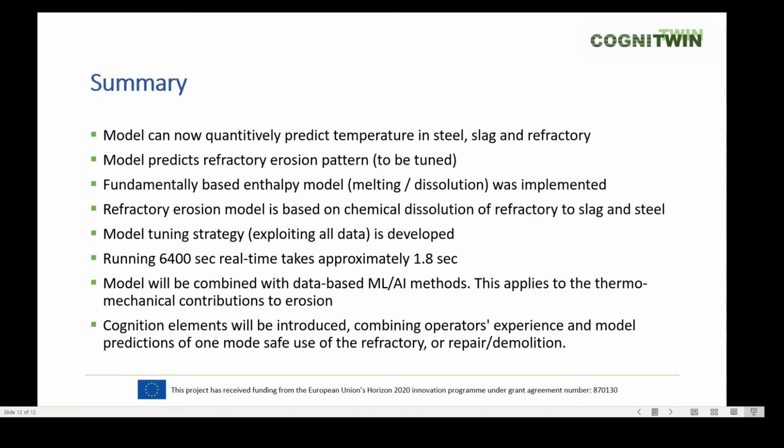So we will now go into a summary slide. We have seen that we have developed a model which now can predict quantitatively the temperature in the steel and the refractory. And of course, we also predict the slag temperature, but we cannot validate it because we have no information. So we can only validate the steel temperature in this case. The model also predicts refractory erosion and the erosion pattern. This is not tuned yet to the data.